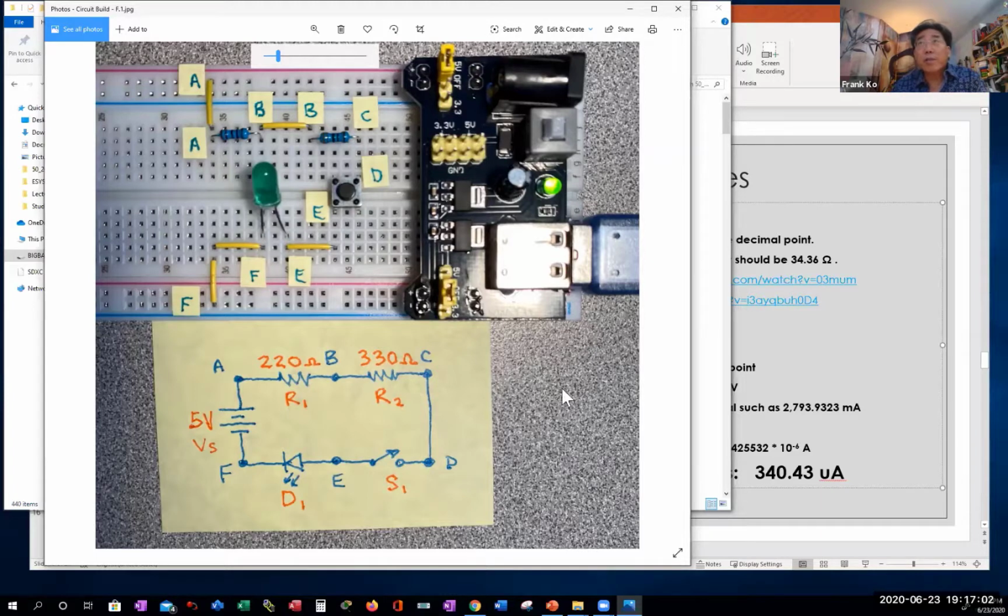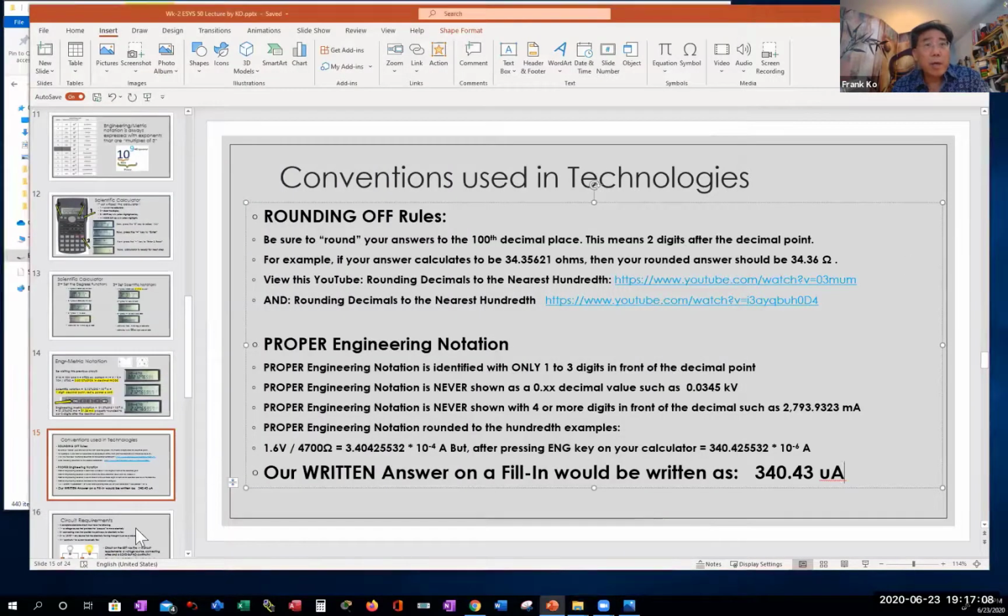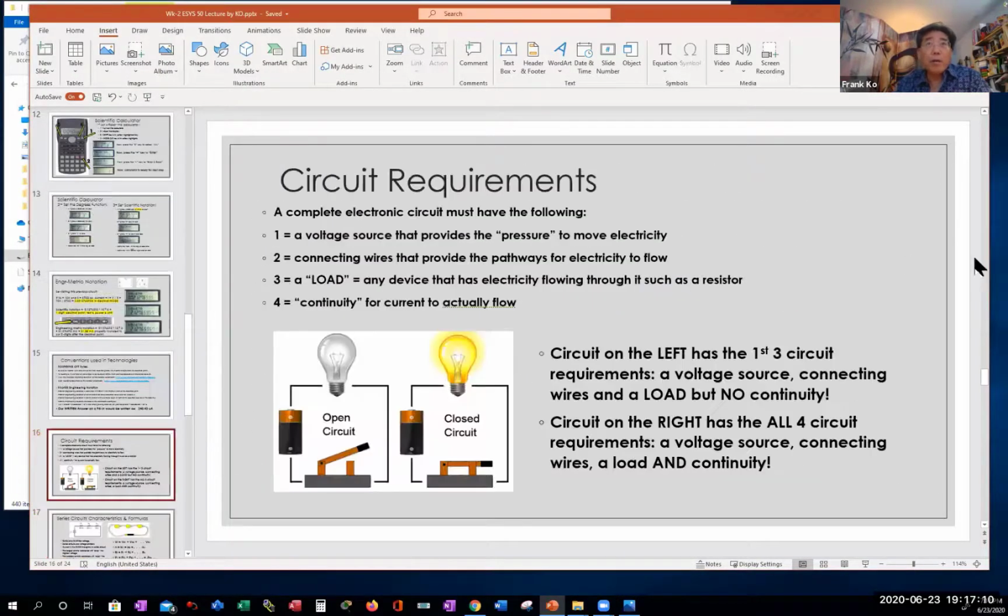Let's take this circuit off the share and get back to our PowerPoint. And here's the next thing in our PowerPoint. What are the requirements for a circuit, my friends? The requirements for a circuit are pretty basic. You have to have a voltage source. Why? The voltage source provides the pressure to move electricity. Without pressure, electricity is going nowhere. So you have to have a voltage source.